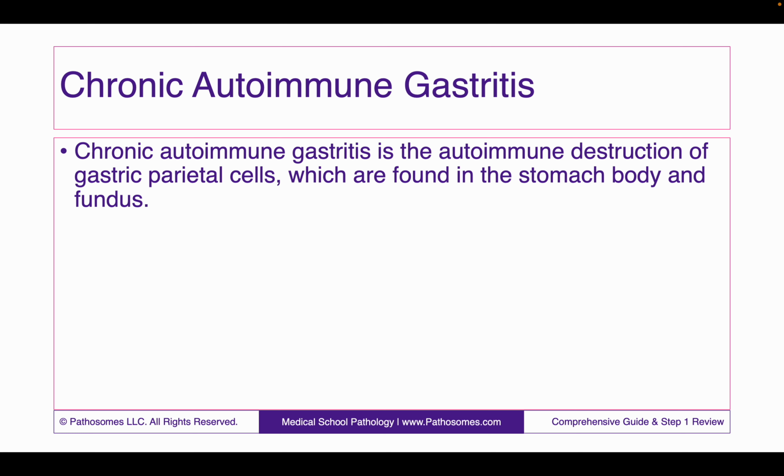Mucosal defenses are weakened by the H. pylori ureases and proteases, as well as inflammation. Regarding chronic H. pylori gastritis, the antrum is the most common site of involvement. Symptoms of chronic H. pylori gastritis include vague abdominal pain and diarrhea. There is increased risk for ulceration, gastric adenocarcinoma, and MALT lymphoma.